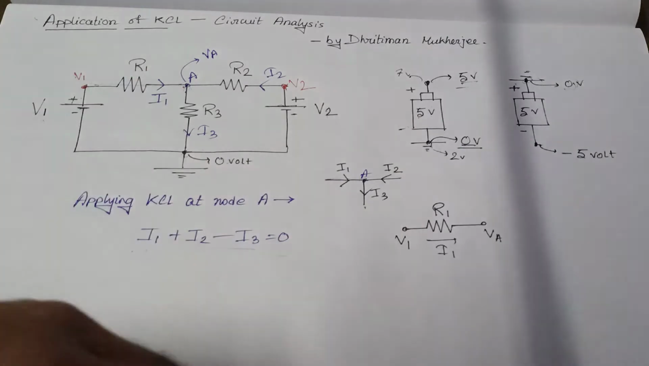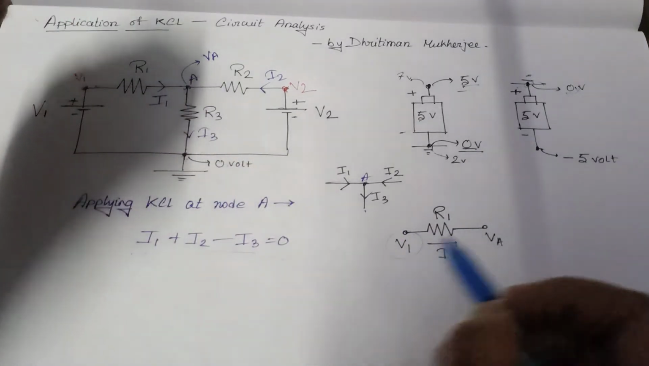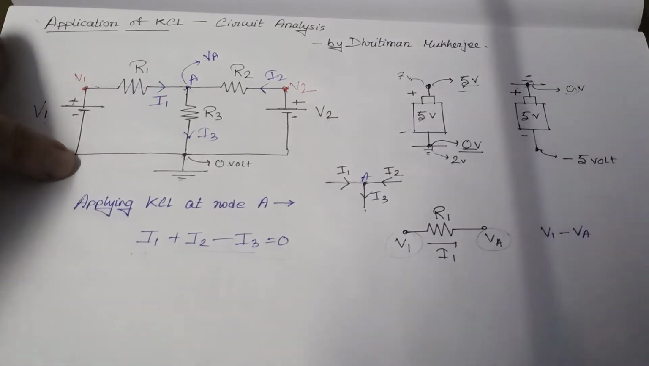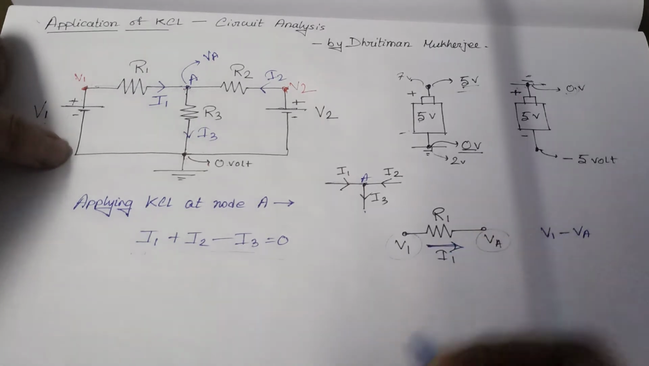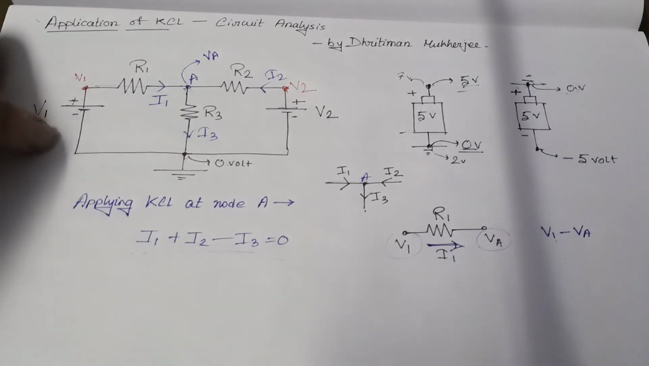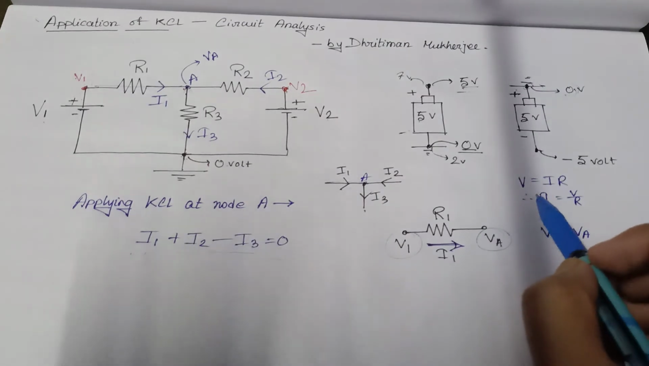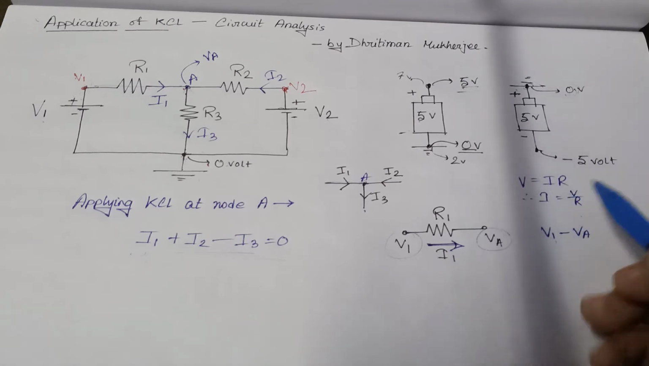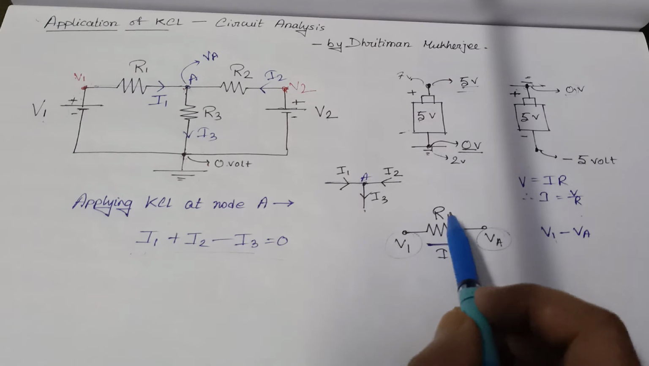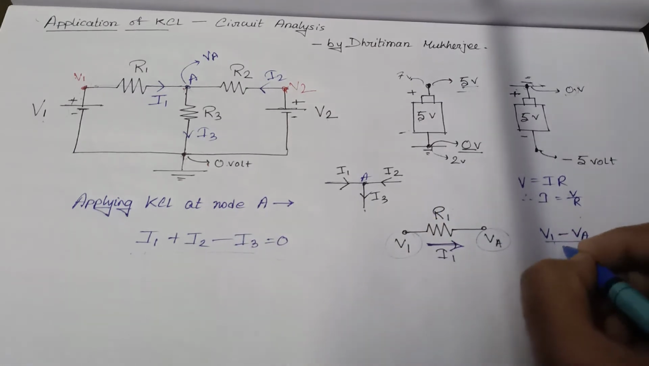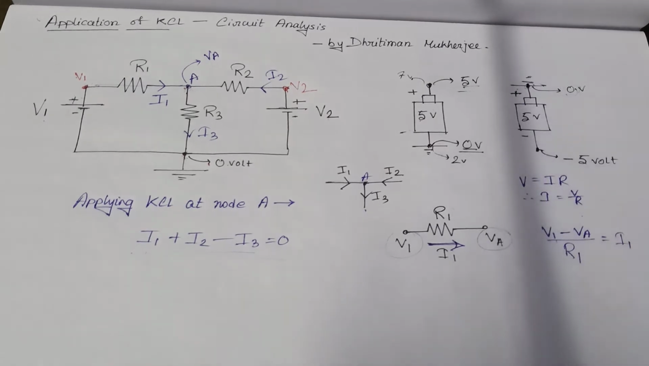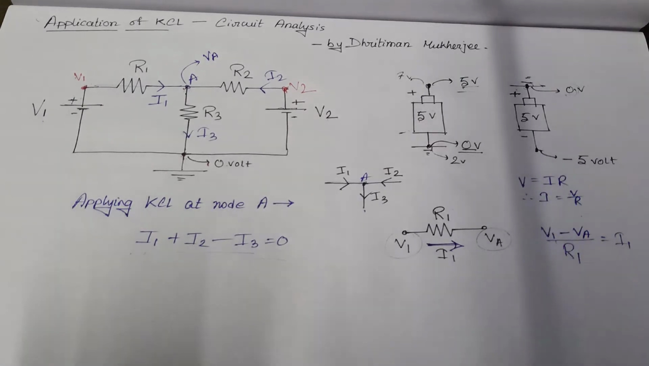Now tell me, what is the potential difference here? I said the higher potential is V1 and the lower potential is VA. So the potential difference will be V1 minus VA. How do you know that? Because the current is flowing in this direction, so V1 should be higher and VA should be lower. From Ohm's law, if V equals IR, then I equals V by R, where V means potential difference and R the resistance. Here the potential difference is V1 minus VA, and the resistance is R1. So I1 equals V1 minus VA by R1.